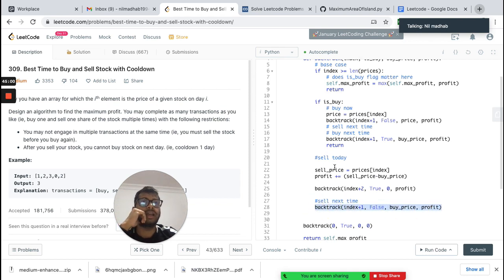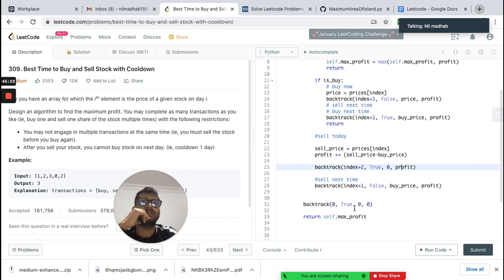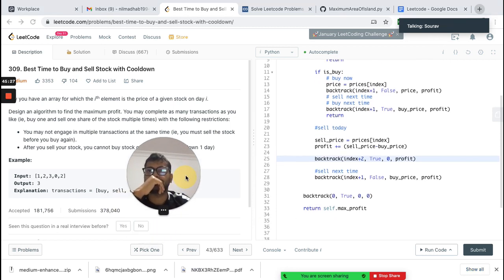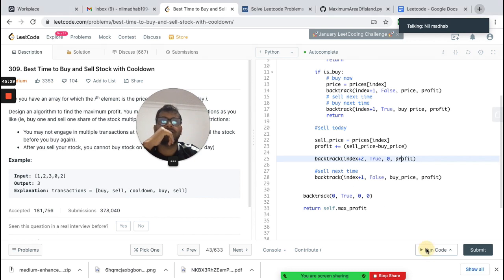But if we sell today, the profit we make will be today's price minus the buy price, at which we bought that share, and we update this profit, and we reset the buy price to 0, and we backtrack. So that is my solution. Do you think it should work? It should work. Okay, let's run the code.